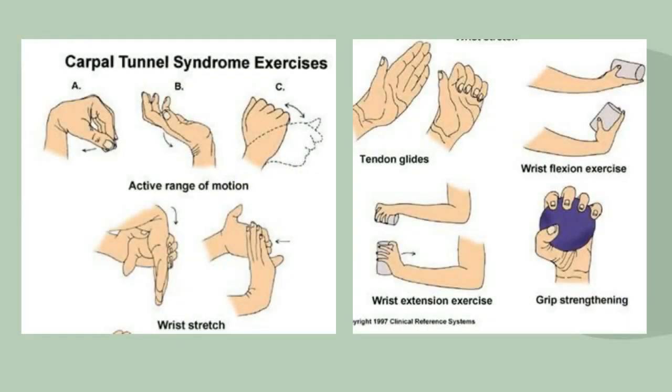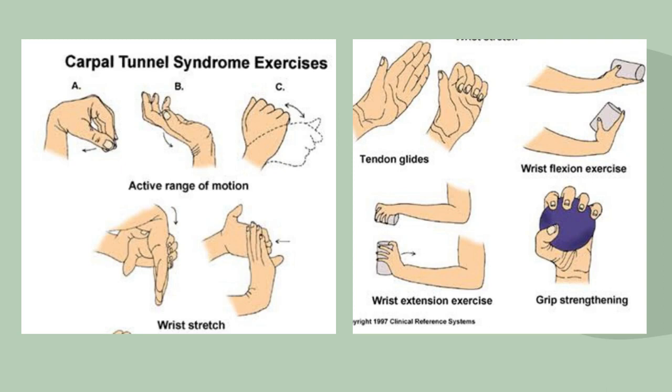This slide is showing the exercises that can be performed by the physiotherapist and by the patient himself at home 3 to 4 times a day. In the image, A is showing flexion of the wrist, B is showing extension of the wrist, and C is showing ulnar and radial deviation of the wrist. These are the active range of motion exercises for the wrists.